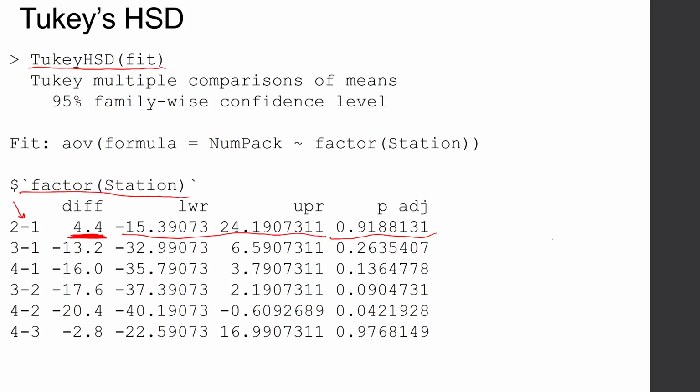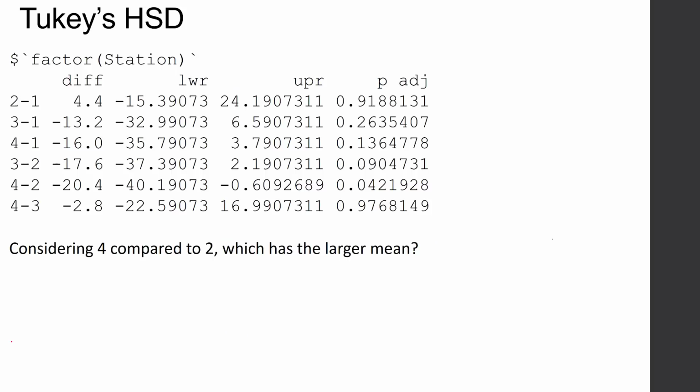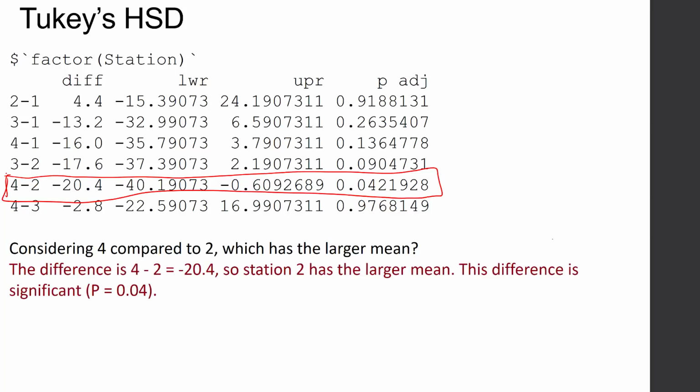So we've got the comparisons for all 6 pairwise comparisons, 1 to 2, 1 to 3, 1 to 4, 2 to 3, 2 to 4, and 3 to 4. So these are simultaneous 95% confidence intervals that we're getting here. All right, so consider comparing 4 to 2. Which one has the larger mean? So that's this comparison right here. Well, the average number of cartons packed for station 4 minus the average number of cartons packed for station 2 is negative 20.4. So what does that mean?